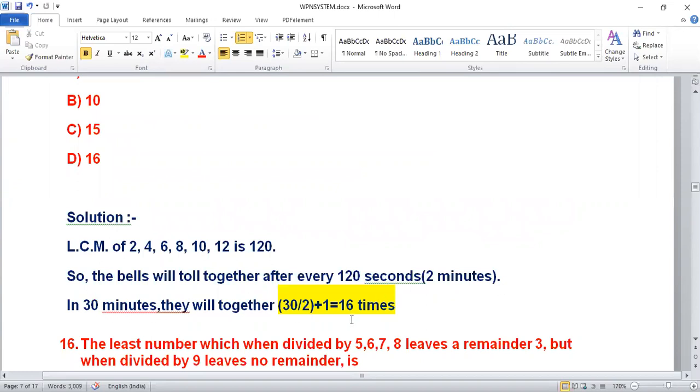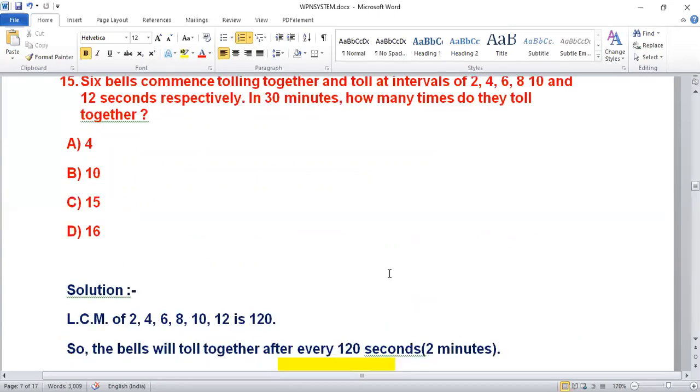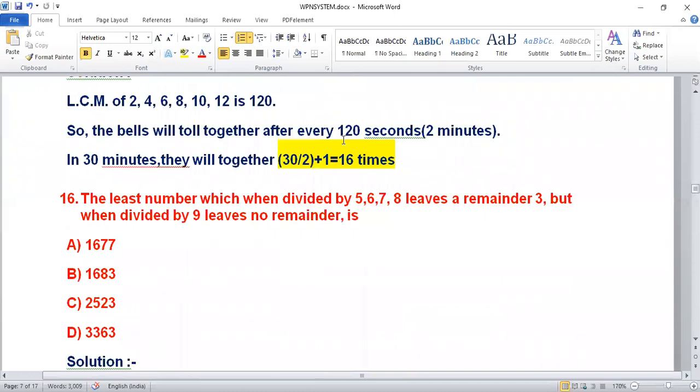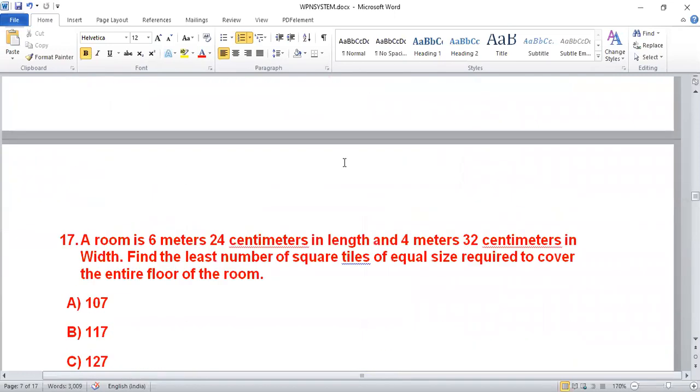So in 30 minutes, they will toll together 30 upon 2 plus 1 times. This is the catch in the question, plus 1. Because they are asking in 30 minutes, so when it is 30 minutes also, then also it will ring. So the answer would be 16 times.